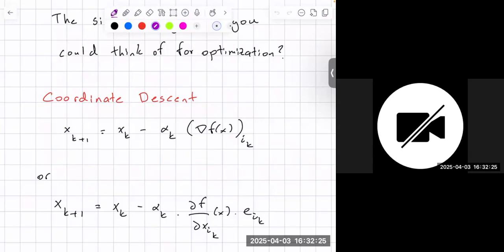How does it go? You pick a coordinate, and then you only compute that coordinate of your gradient, which is also the same thing as this partial derivative. And you only mess with that particular coordinate. This e_i means a vector with 0, 0, 0, and only a one at that spot. So basically, I'm only messing with that coordinate, and you get to pick a step size as usual. This is the coordinate descent algorithm.